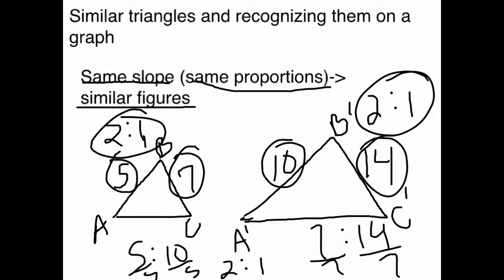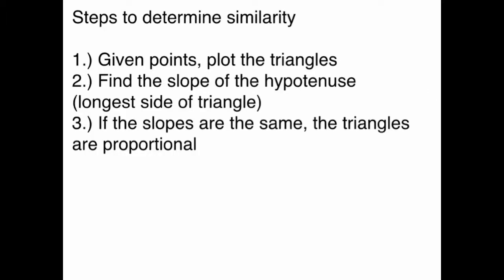Let's move into our steps. There are some steps to determine if figures are similar. Here they are. Given points, you're going to have to plot triangles. In none of our examples will I have you plot triangles during this video, because that's not a skill that we need to work on. We're going to do that once we get to guided practice. The second step is to find the slope of the hypotenuse, which is the longest side of the triangle. And third, if the slopes are the same, the triangles are proportional.